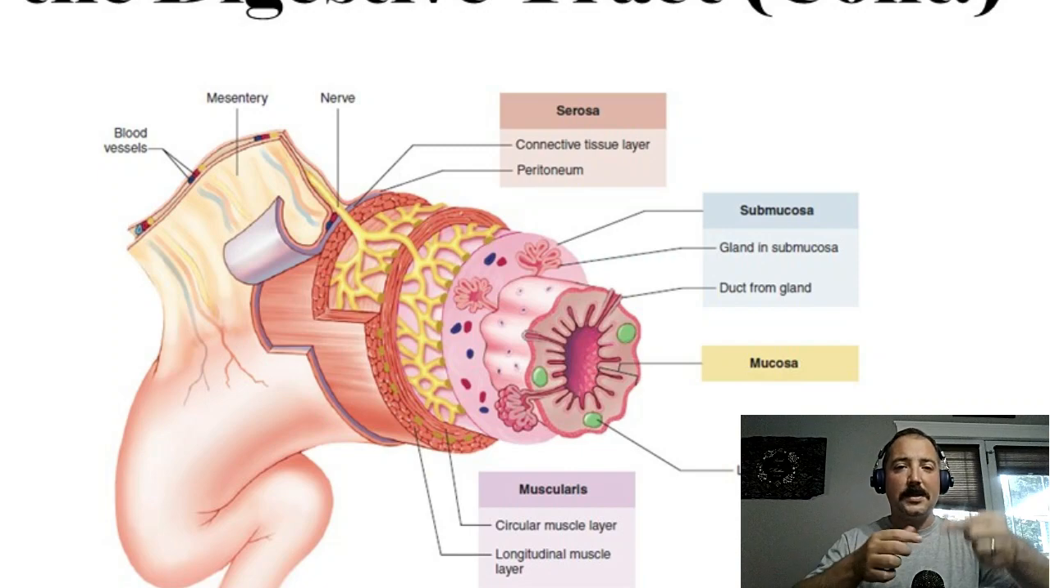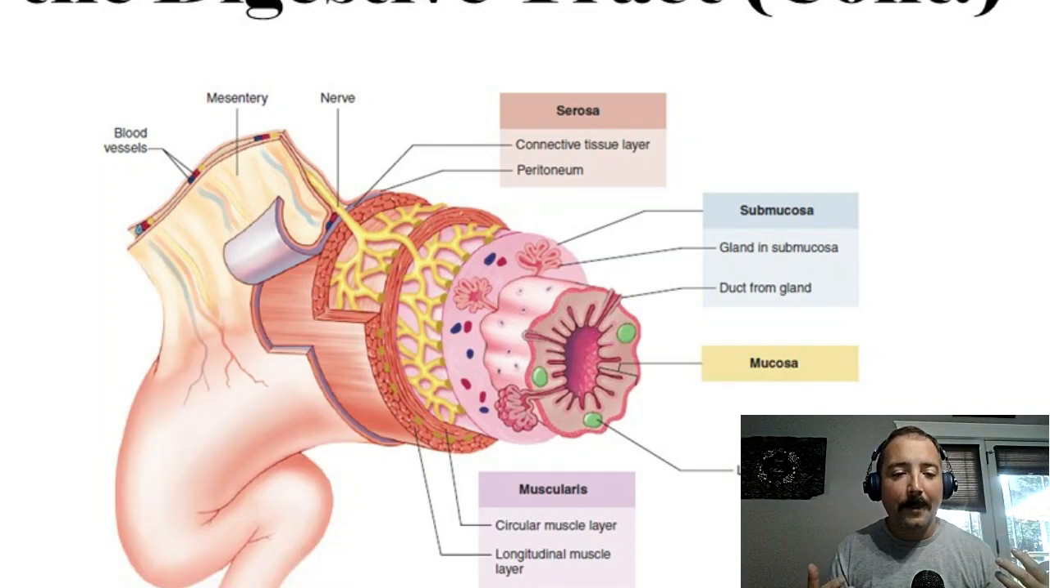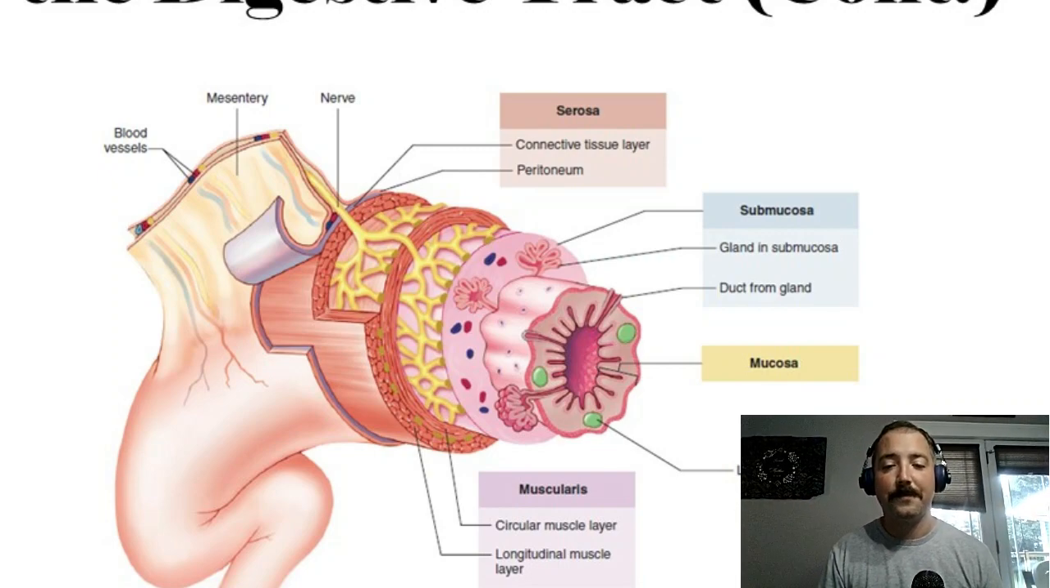So it's kind of like squeezing toothpaste out of a tube. This process of squeezing and pushing the food forward is called peristalsis. Lastly, the outer layer is called the serosa, and it connects the organs to the abdominal wall. Similar to the lungs and the heart, the organs in the abdomen have 2 layers, a visceral and a parietal layer, and they're called the peritoneum. So we have a visceral peritoneum and a parietal peritoneum.